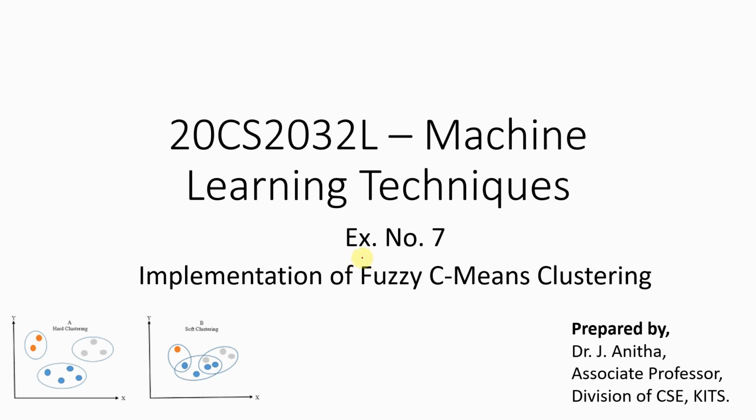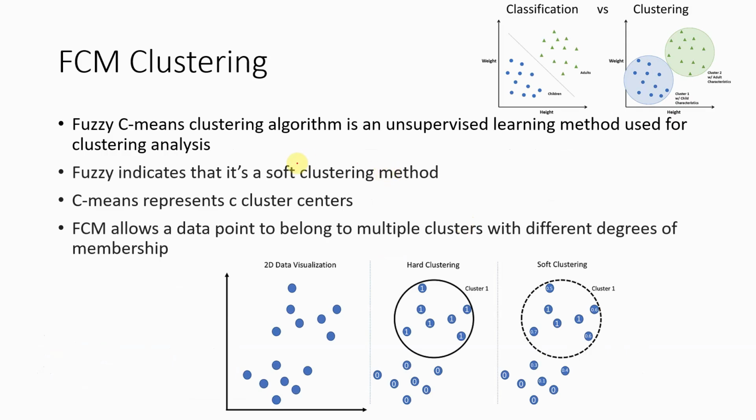Dear students, in this video we are going to see experiment number 7, Fuzzy C means clustering, for the course 20 CS 2032 Machine Learning Techniques Lab. Clustering is an unsupervised learning algorithm where similar items are grouped together.